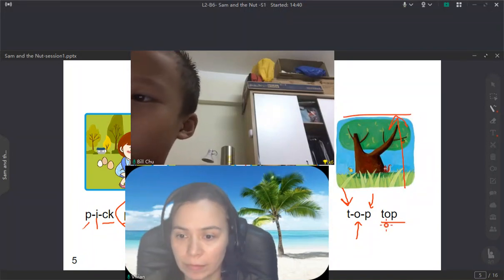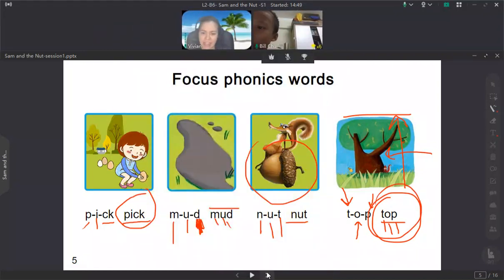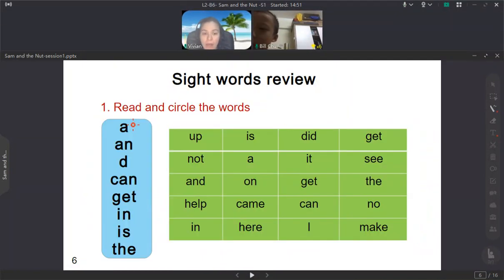Tree. Top. Yes, the picture is tree. But Bill, we're learning to read. Oh, let's try again next time, Bill. Bill, say ah.